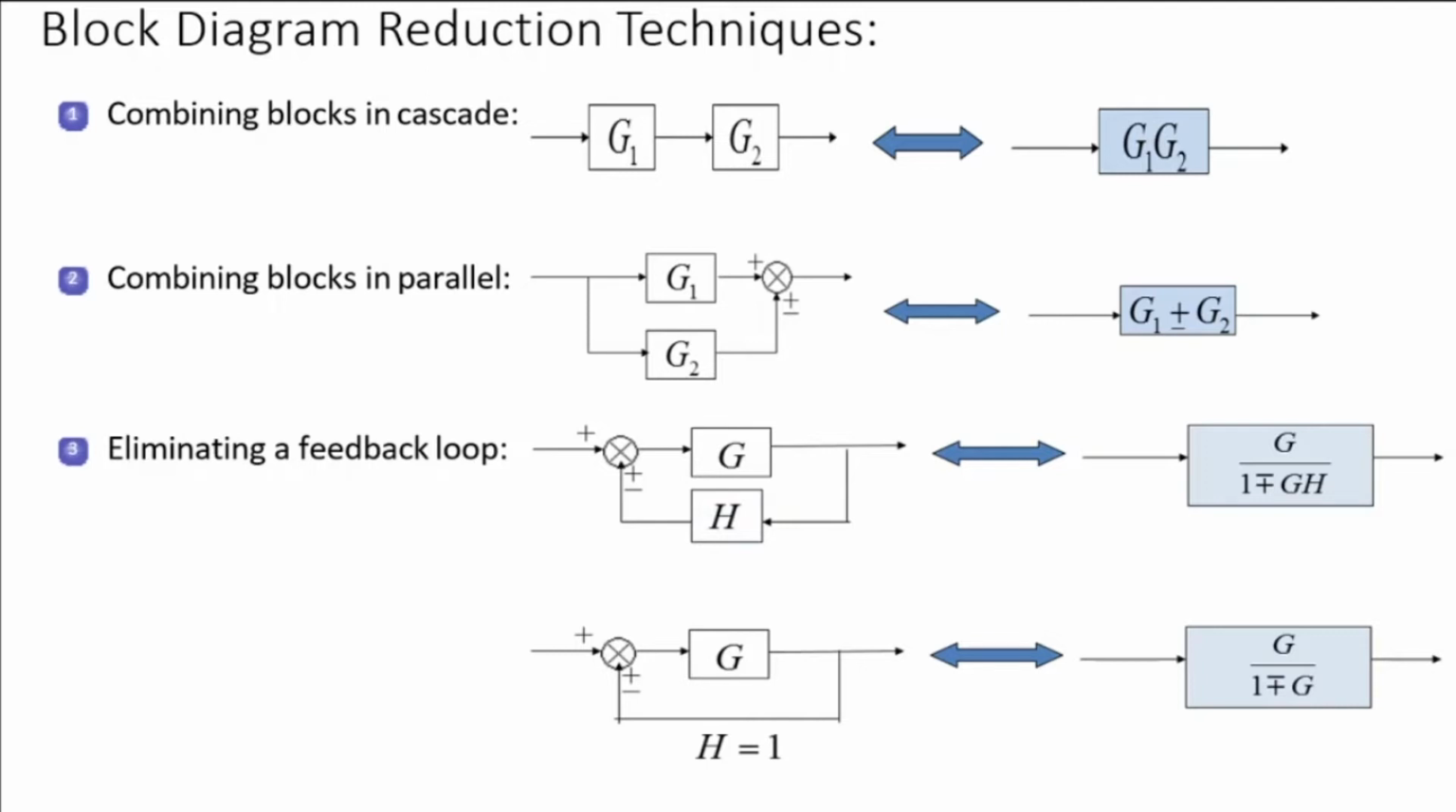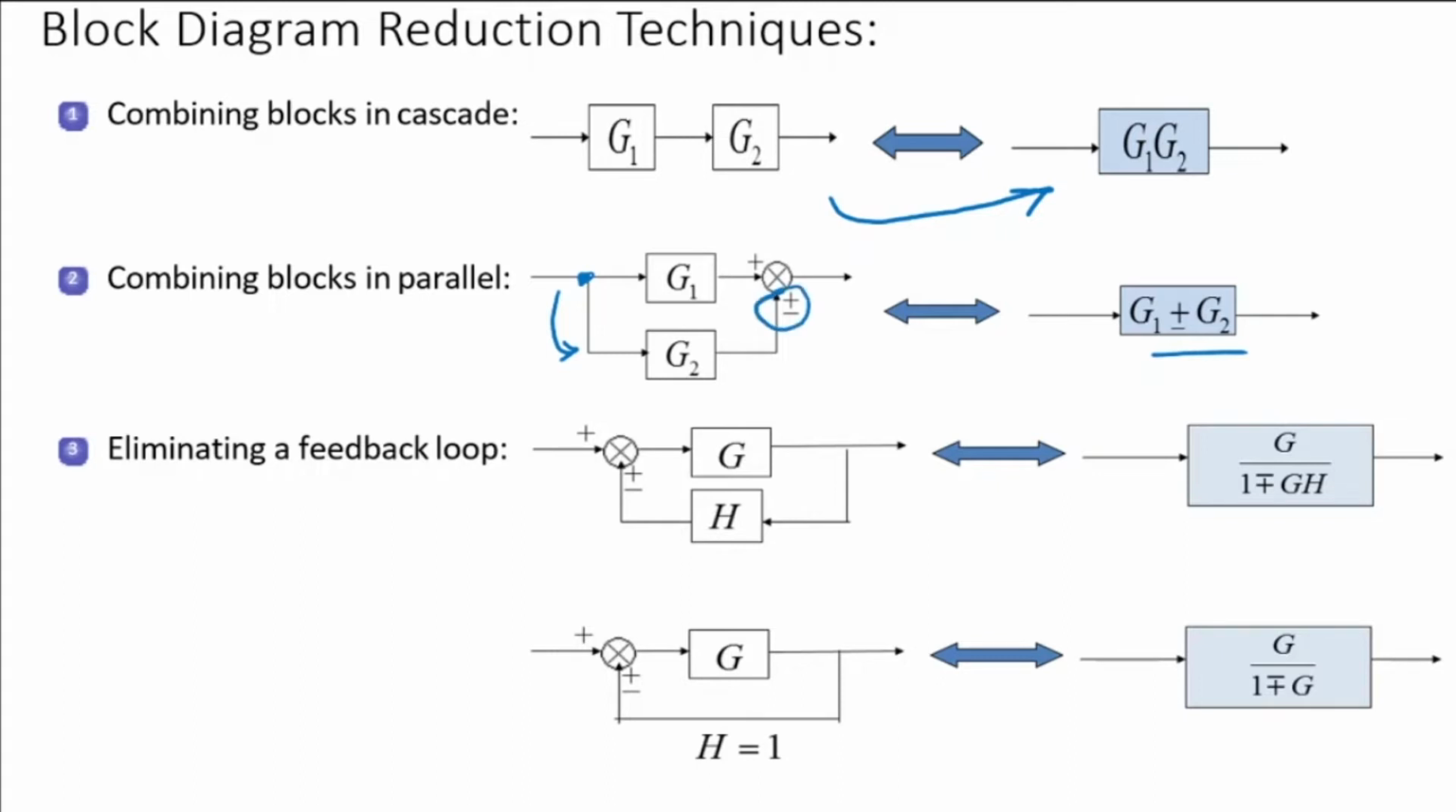Now if there are two blocks which are in the same path, then we can simply multiply them. So G1 and G2 get multiplied, becoming G1 G2. If there is a transfer block going in the forward direction, in this case it becomes G1 plus or minus G2, depending on whether this is plus or minus.